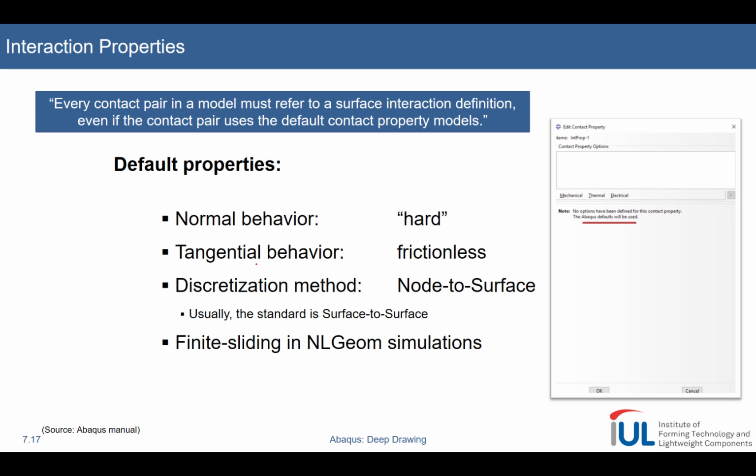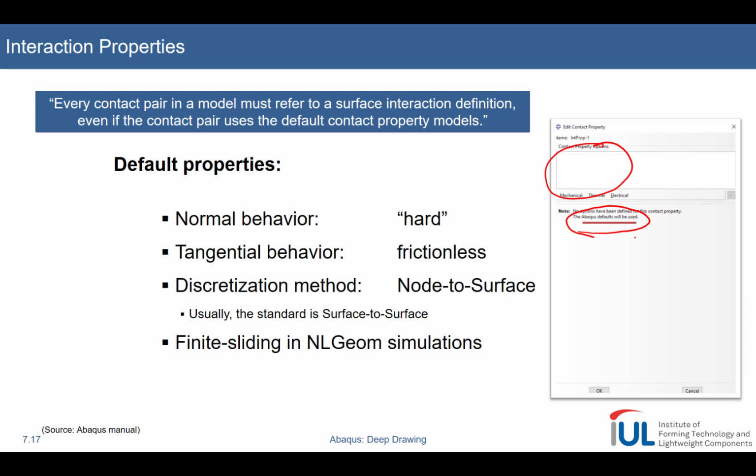Why does it work? Because if you don't specify anything in this list here, Abaqus will use the default values, which is actually indicated in this tiny note. Nobody ever reads this note. But what does it mean if you don't specify any specific interaction properties? It means that Abaqus by default will use the hard contact interaction property for your normal behavior. It will do frictionless for your tangential behavior.